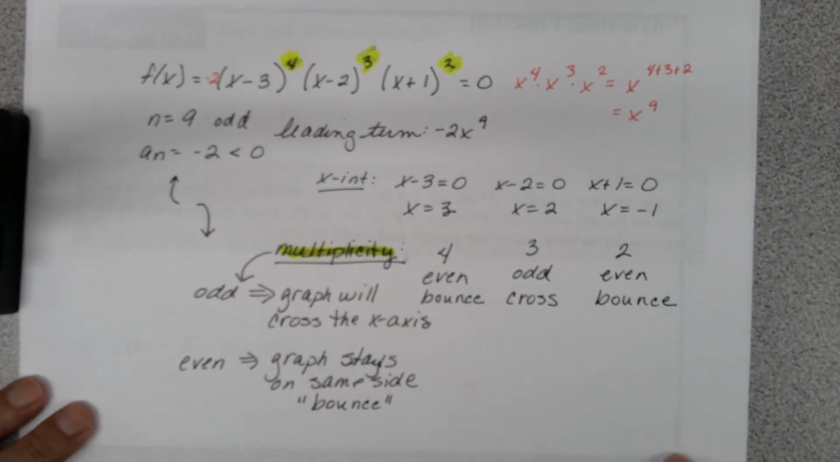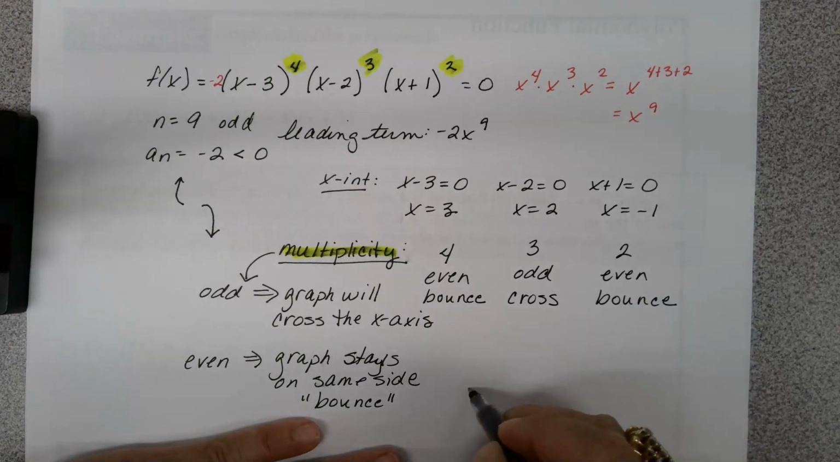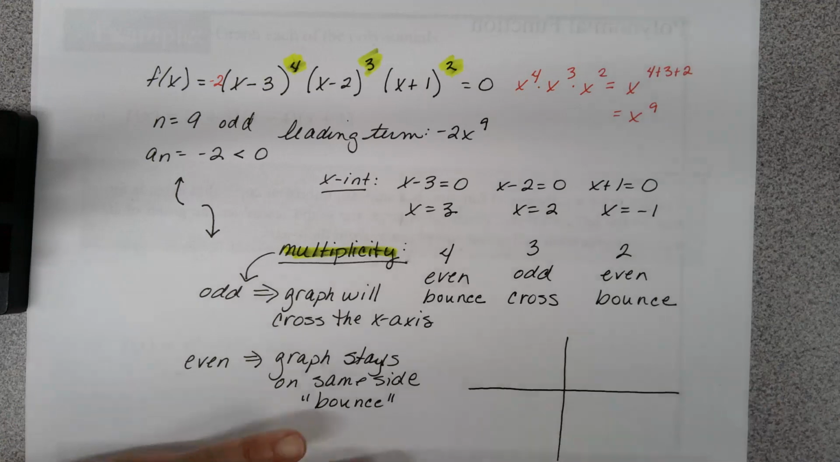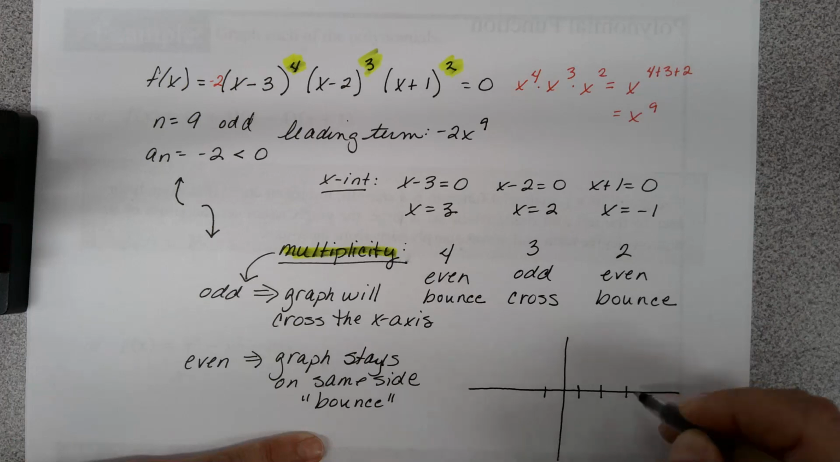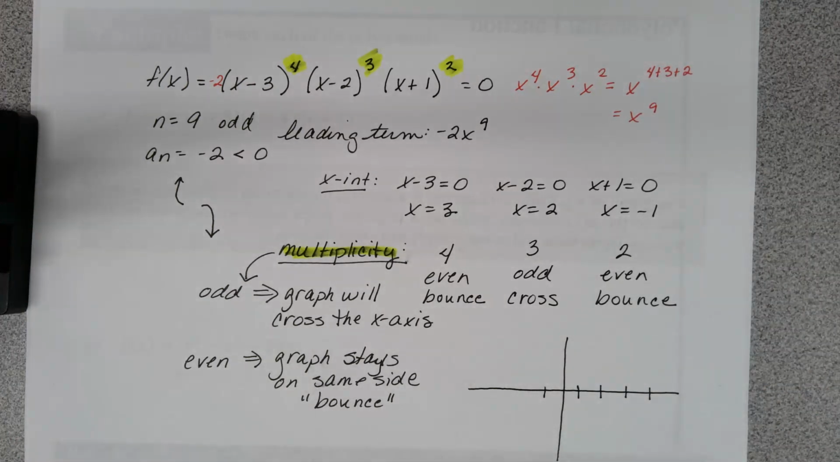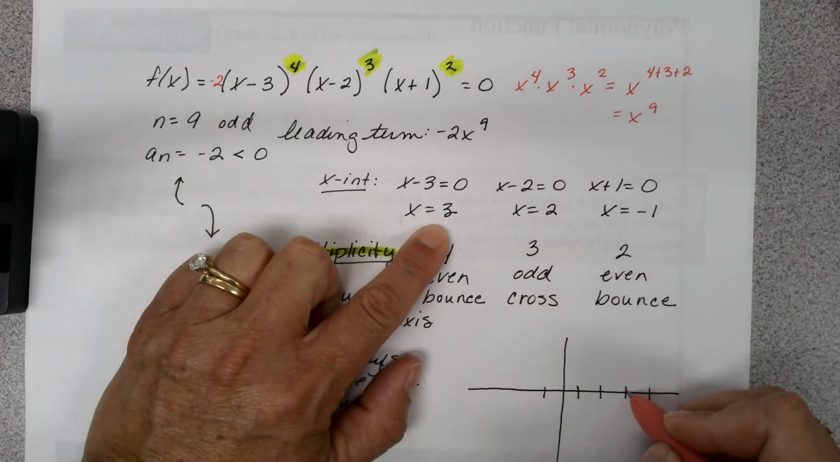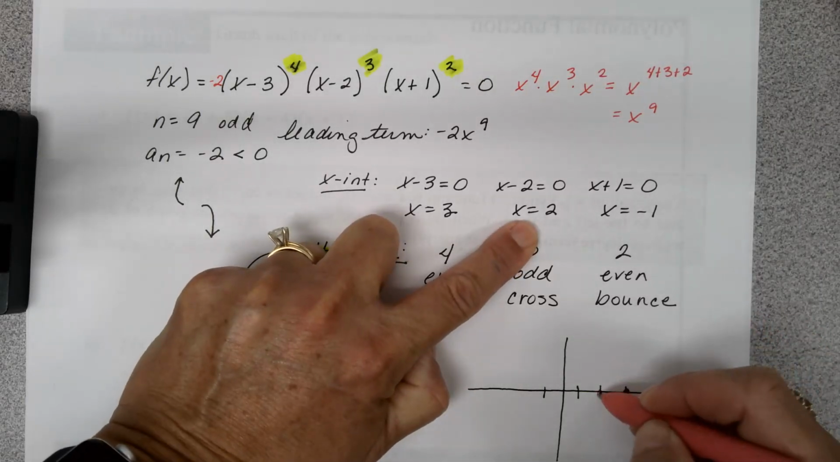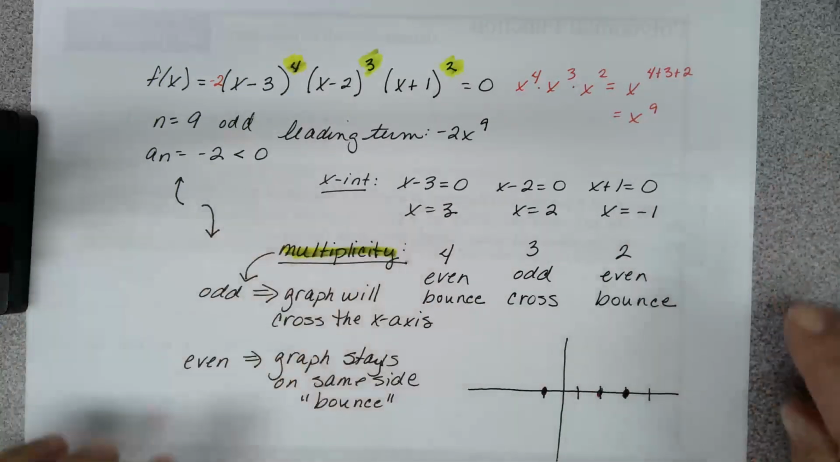When the graph comes to you in factored form like this one, there's not a whole lot of math involved. We've not had to do any crazy math. It's just a matter of knowing all these pieces. But here's the deal. Let's start by graphing our x-intercepts. I'm not going to get a perfect graph, but it's going to be a sketch of a graph, which is going to show a lot of the important features. I have an x-intercept at 3. I have an x-intercept at 2. And I have an x-intercept at -1. So that's where I'm going to start my graph.